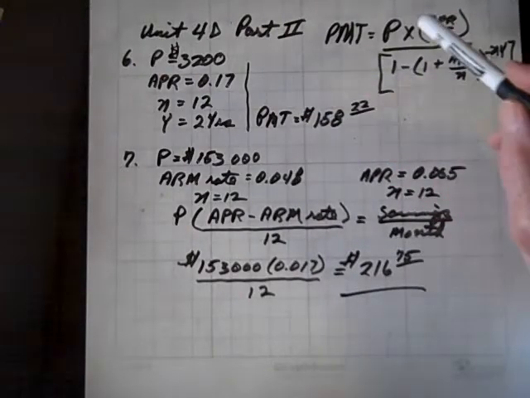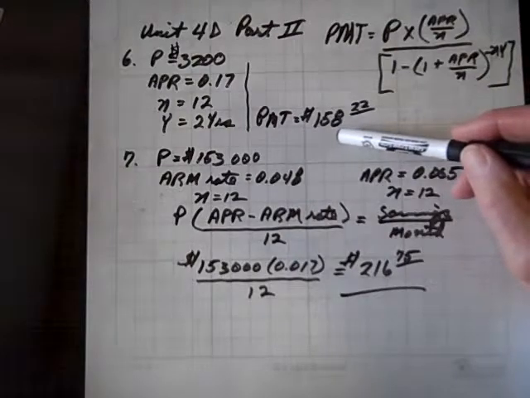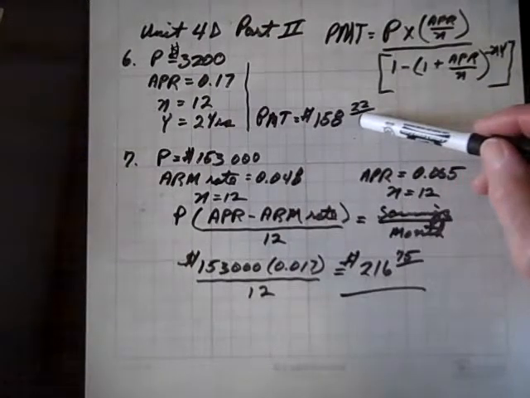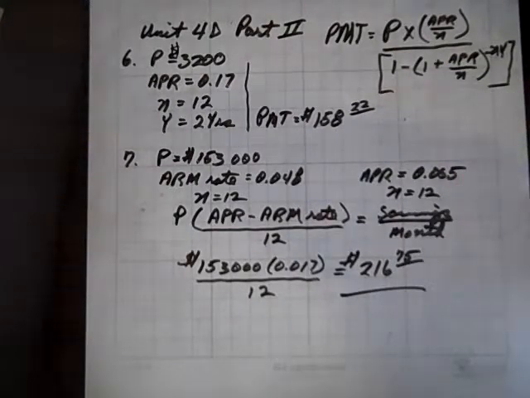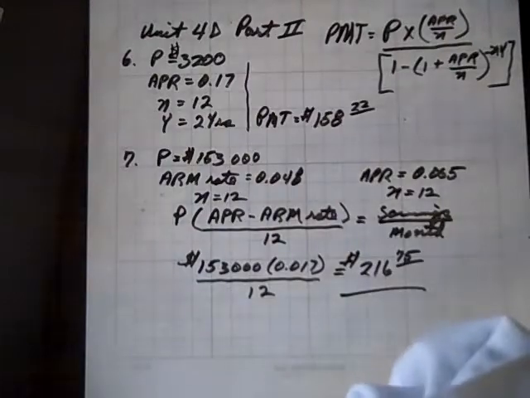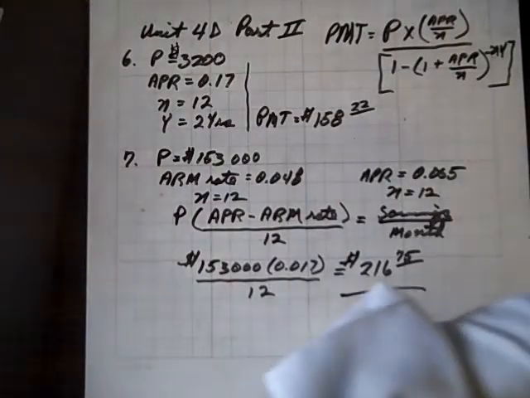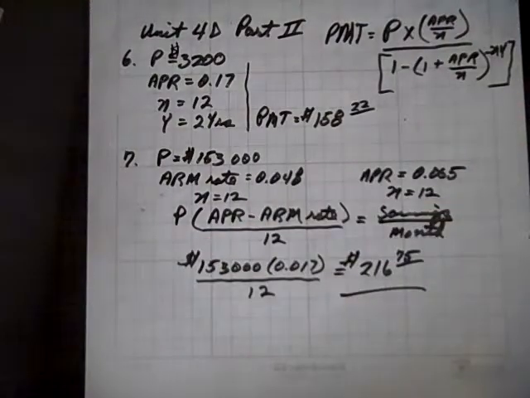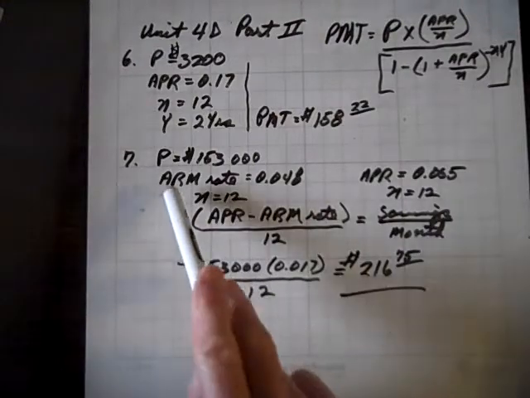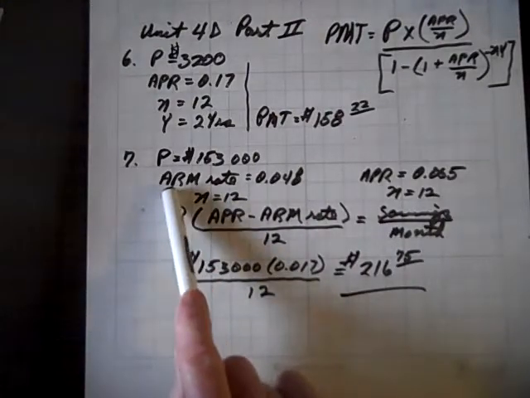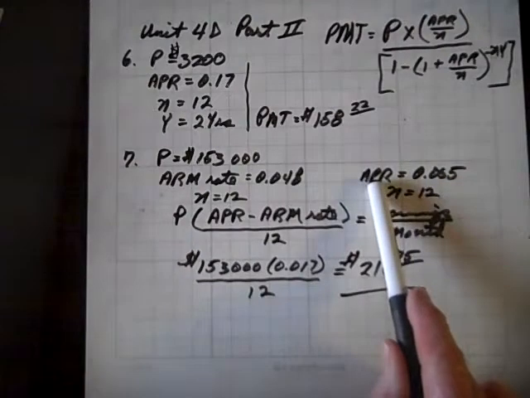And when we run the numbers through our formula, we come up with $158.22. Now for number 7, we want to make a purchase of a home, and we can choose between an adjustable rate mortgage, an ARM, or a fixed rate mortgage.